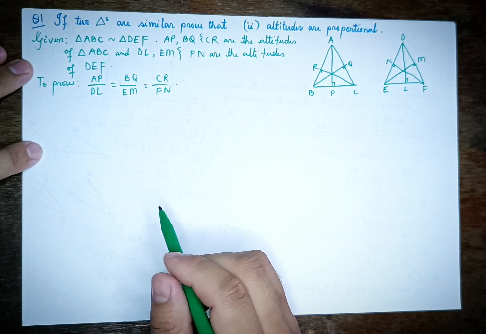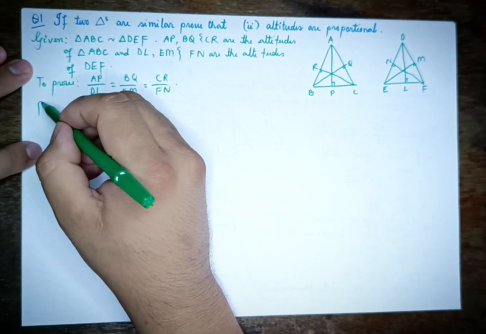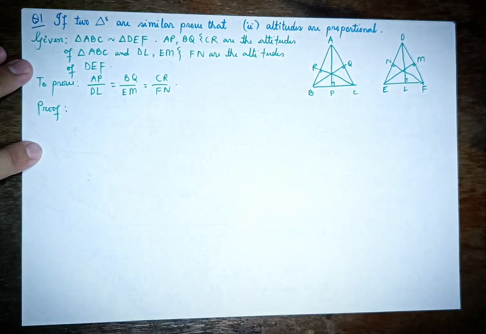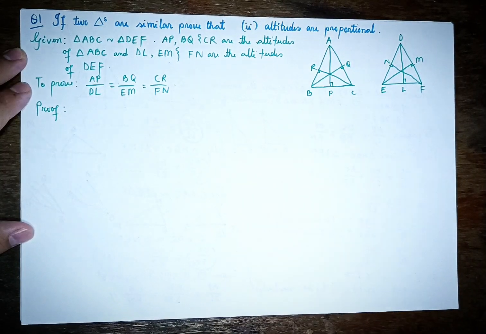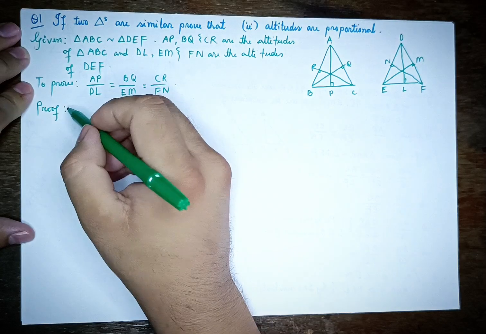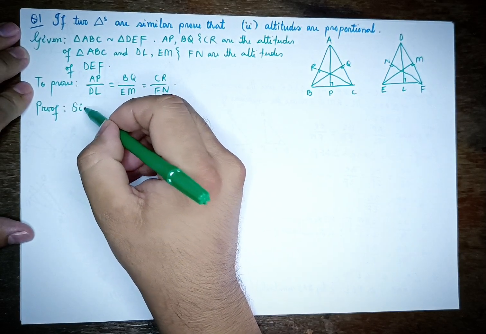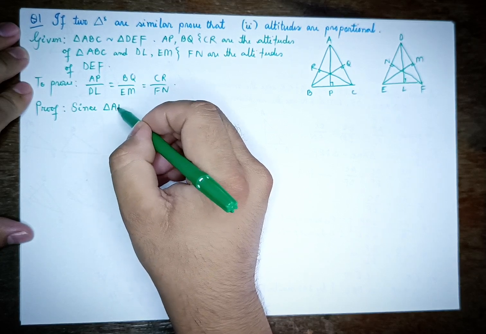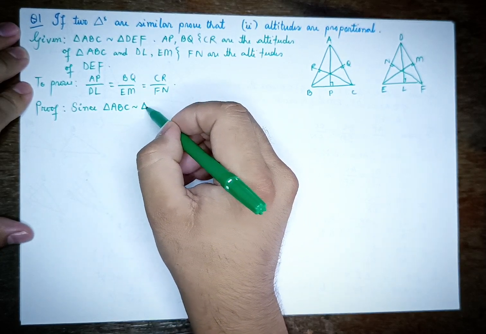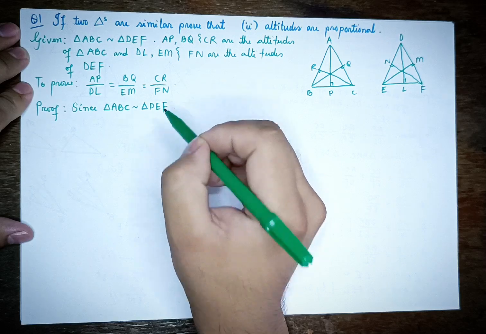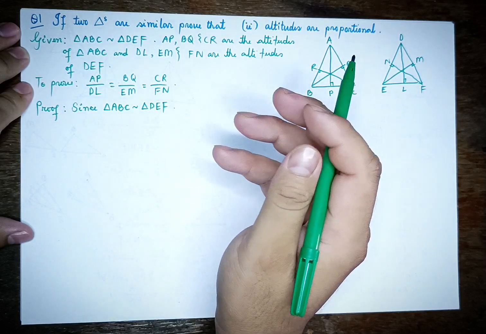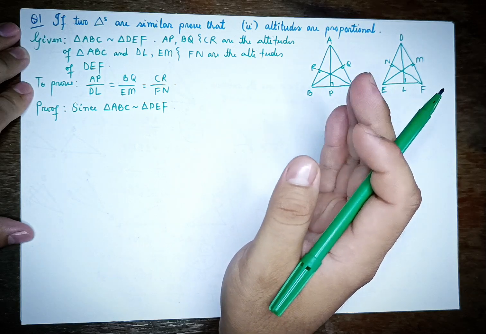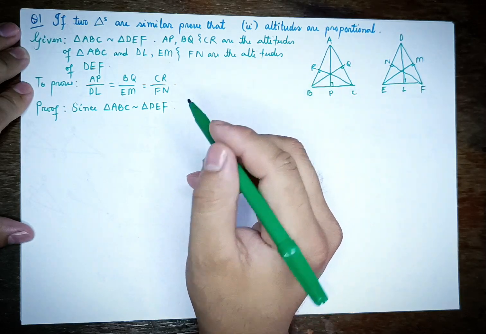Proof: we have triangle ABC and triangle DEF, and they are similar. Since triangle ABC is similar to triangle DEF, the corresponding sides are in the same ratio and the corresponding angles are equal.